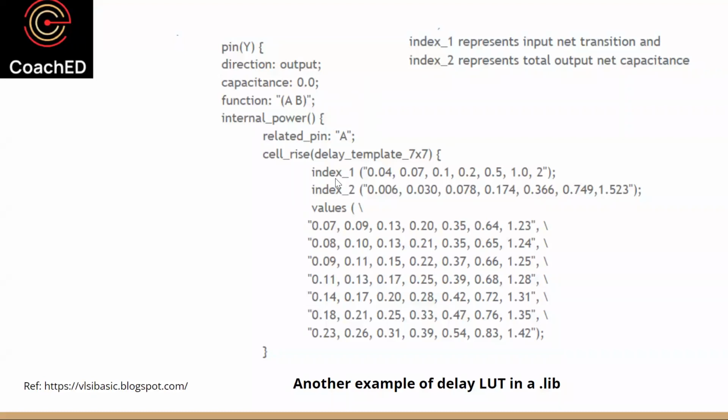As we saw earlier, index 1 is one variable, which is input transition. Index 2 is another variable, which is output load or output net capacitance. Index 1 is determining the rows, and index 2 is determining the column values. Based on some value which you choose, let's say the third value here and the fifth value here, you can say, third row and the fifth value. So this is cell rise. Again, this is the propagation delay for rise, output rising.